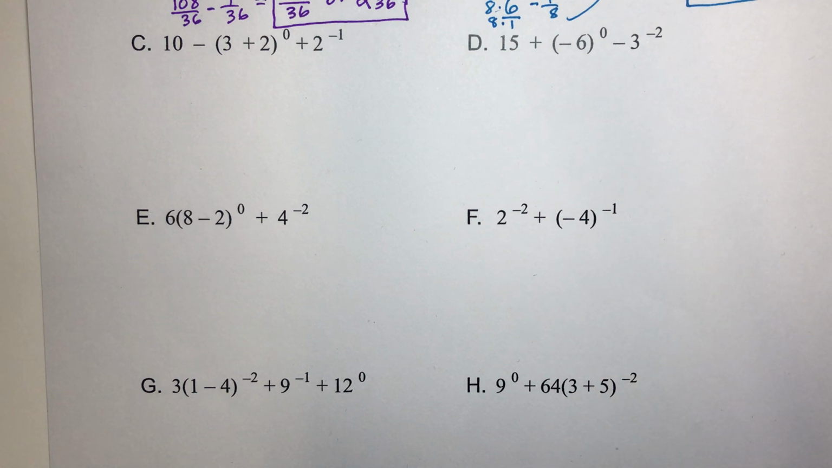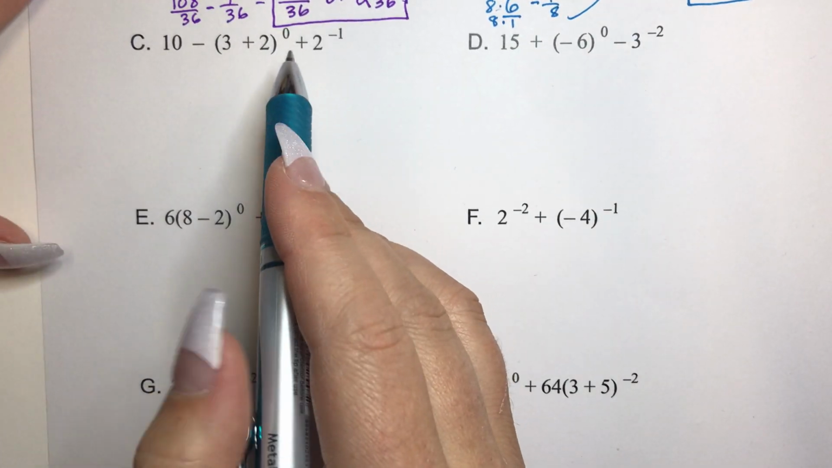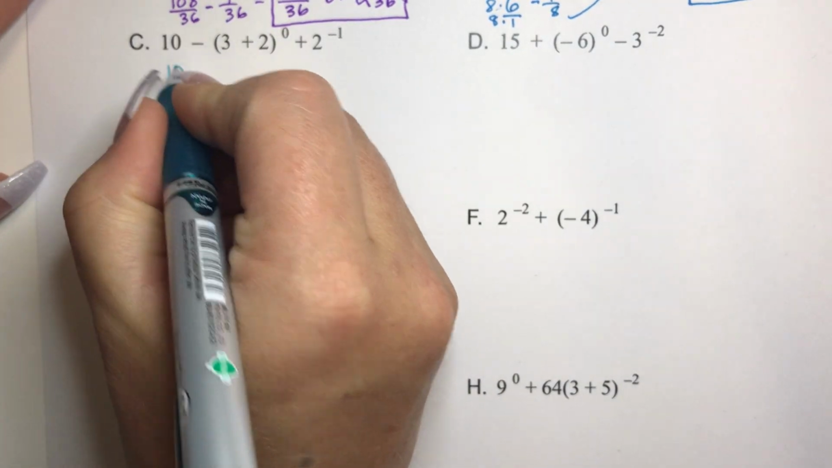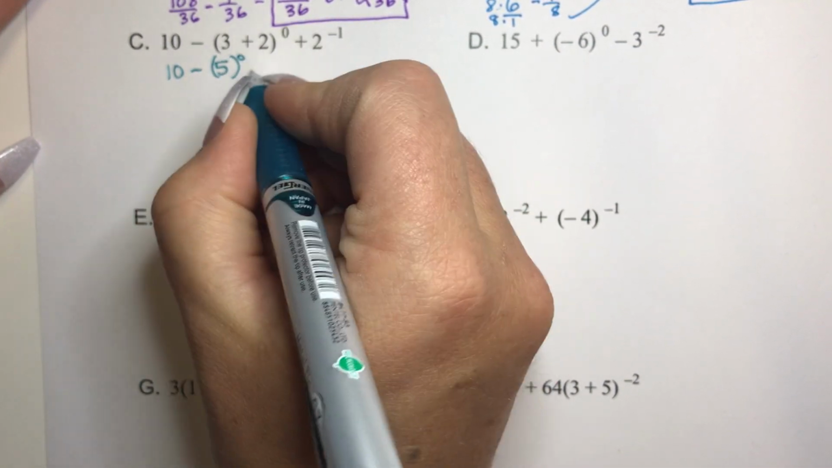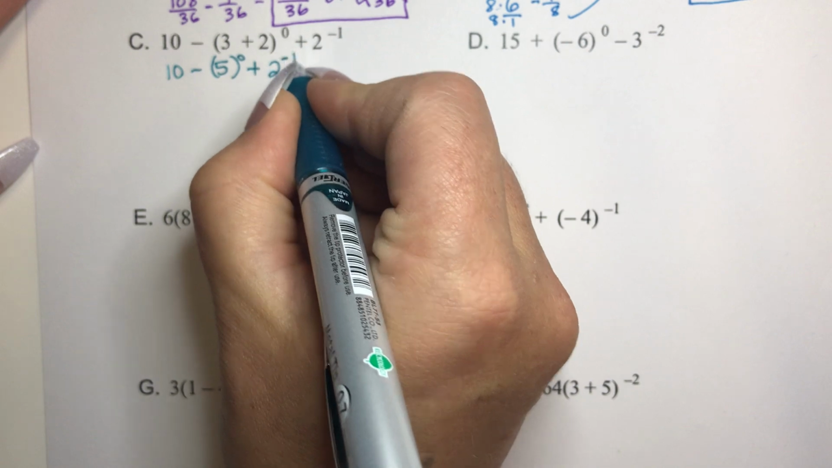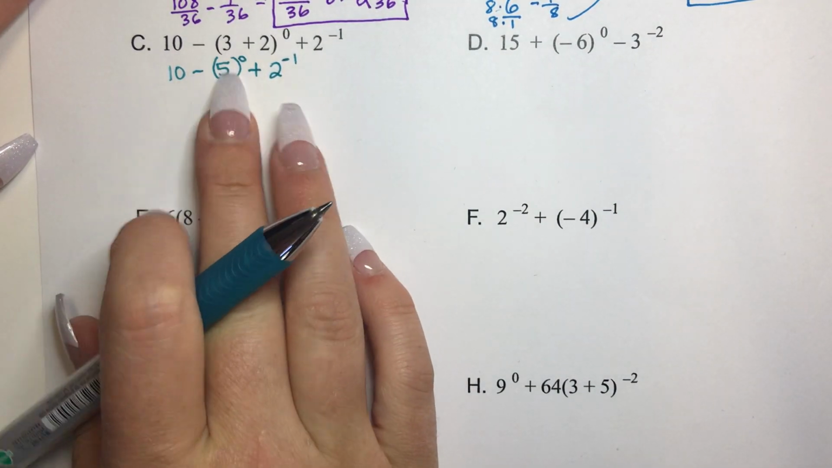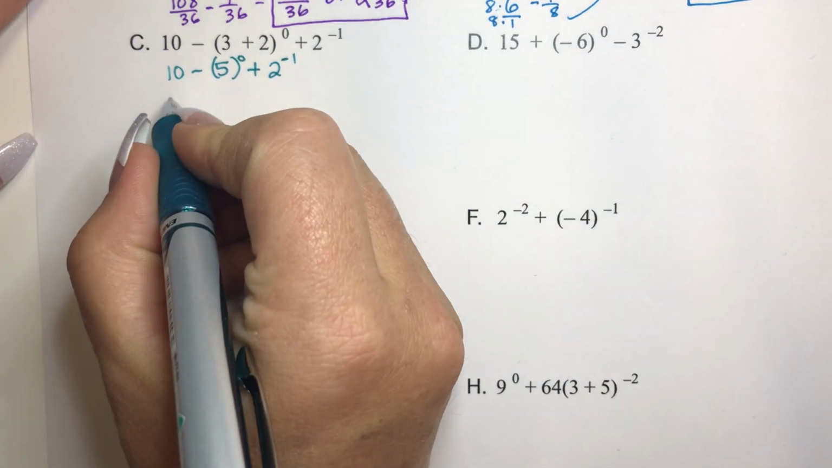Okay, let's see how you did. So we have order of operations, got to do parentheses, right? So 3 plus 2 is 5. I just rewrite everything else. Okay, now we have to do exponents. We know 5 to the 0 power is 1, so that leaves us.